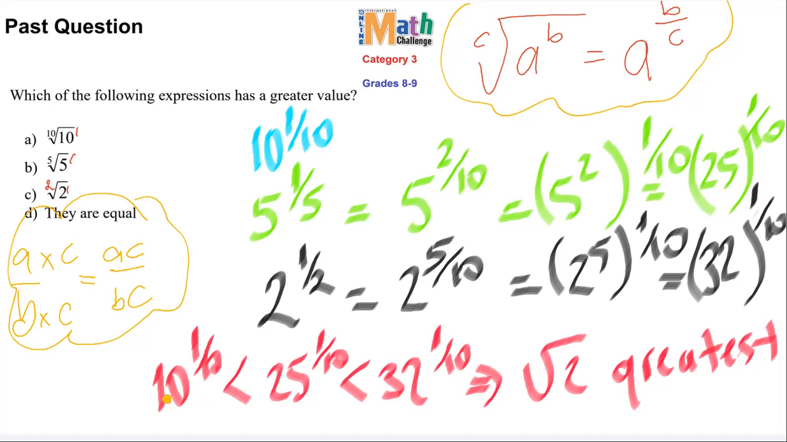So in these cases, if the base is bigger, the number is bigger because the powers are the same. So this is the biggest one, then this one, then this one. So which one is the biggest? This one. So here, 2 power 1 over 2. Answer is C.